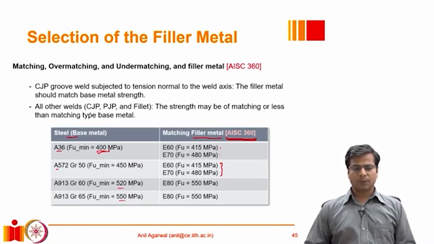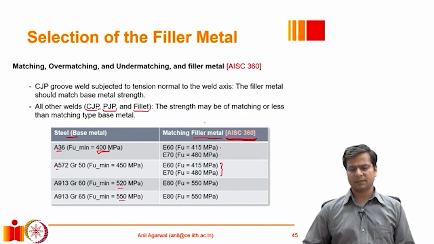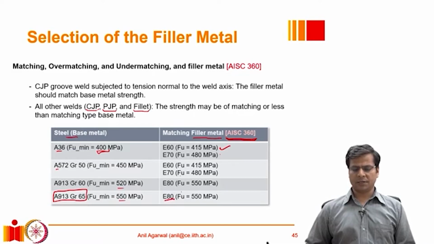In addition to these, for most of the complete joint penetration groove welds, partial joint penetration welds, and fillet welds, it is generally okay to use either the matching strength or a lower strength. So for example, if I am dealing with an A913 grade 65 steel plate and I want to weld it to another plate of similar strength, I can use E80 if I am using a fillet weld, let's say. I can use E80 or any of these which have lower strength than E80.